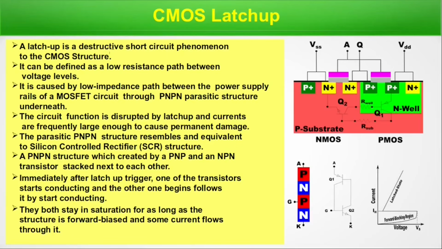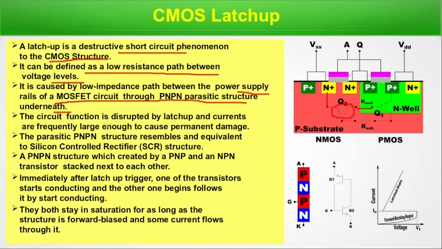Latchup is a destructive short circuit phenomenon in the CMOS structure. It can be defined as a low resistance path between voltage levels. It is caused by a low impedance path between the power supply rails of a MOSFET circuit through a parasitic PNPN structure underneath. The structure is here: an N plus zone, then this P substrate, then here N well, that is NPN, and in this way also P plus zone, N well, and here it's P. So a PNPN structure is forming here. Two back-to-back transistors are forming a PNPN structure. N, P, N and P.